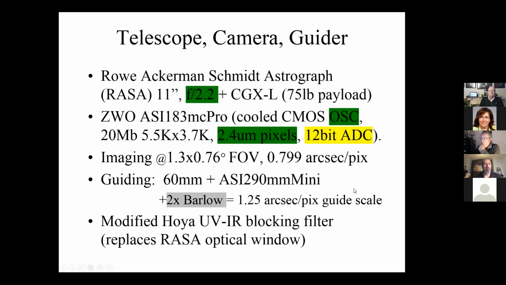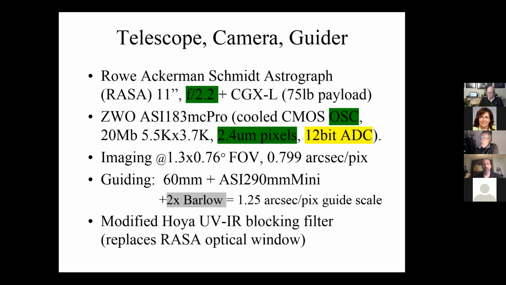So a lot of you know that I have a Rowe-Ackermann-Schmidt astrograph, commonly called a RASA. It's an 11-inch fast F2 astrograph. I'm using the CGXL, which is Celestron's heavy mount, and I'm using it in an unconventional way. RASA was supposed to be a wide field telescope, and I intentionally went out and looked for a camera that I could use in the way I wanted to use it, which is I want to see galaxies.